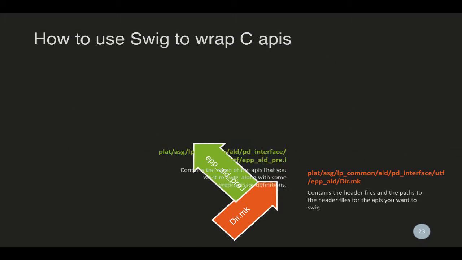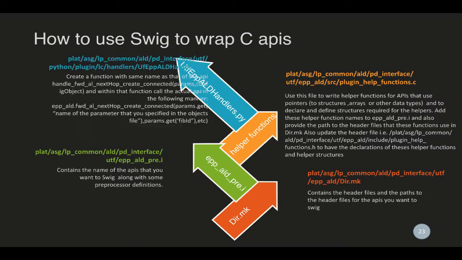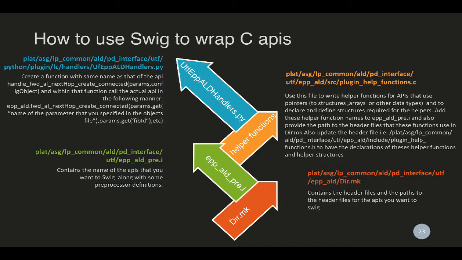So how to use Swig to wrap the C APIs? These are the files that you want to look at. The first one is in plat asg, or I'll just skip the path. It's the dir.mk file. The path is mentioned on this slide. It contains the header files and the paths to the header files for the APIs you want to swig. Then there is the eppald pre.i, which contains the name of the APIs that you want to swig along with some preprocessor definitions. Then comes plugin help functions.c.